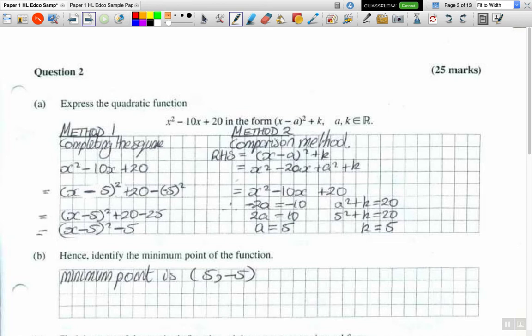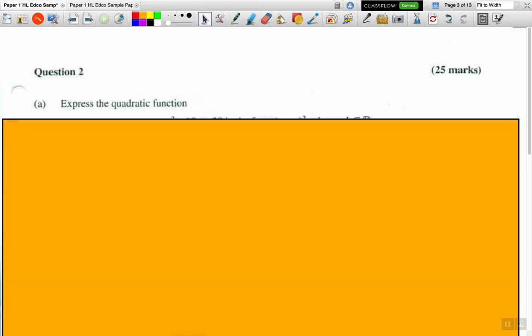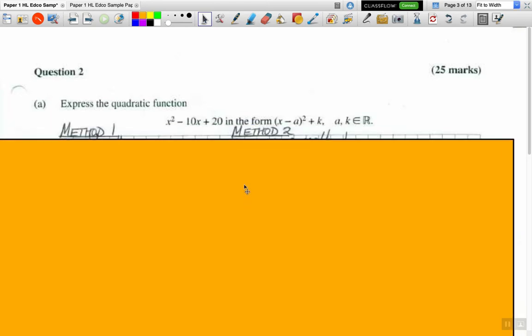Okay. Now, no one asked for question 2A, 2B and 2C, but I'm going to very quickly whip through it anyway, just for the sake of completeness.